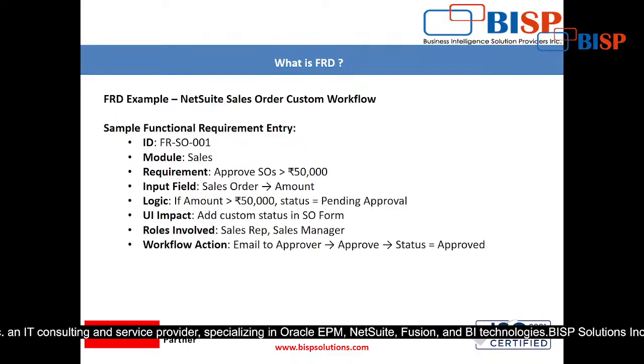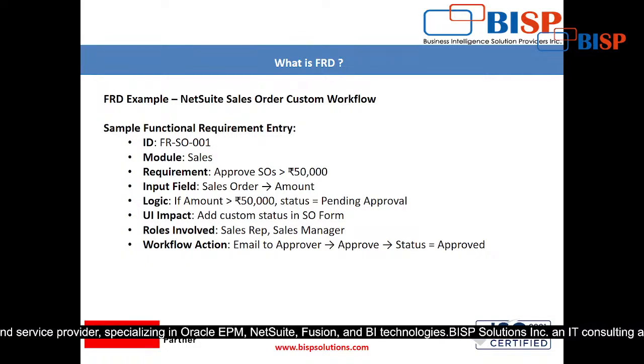Okay, now you will see here the FRD example, NetSuite sales order custom work. Okay, sample functional requirement entry. First of all, ID FRSO001. I have used the term RQT1, here they are using FRSO. Now FR means functional requirement for the sales order 001 module, that is the sales requirement, approve SO greater than 3000. Input field, sales order amount. Okay, logic: if amount is greater than 50,000, status pending approval.